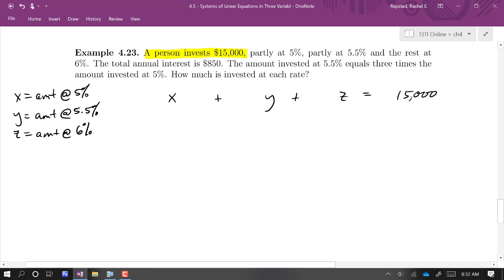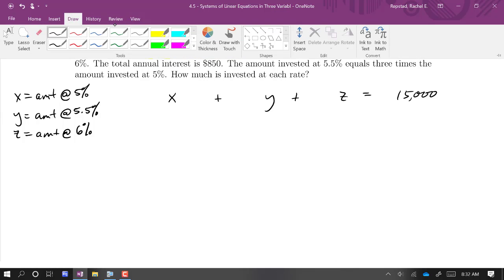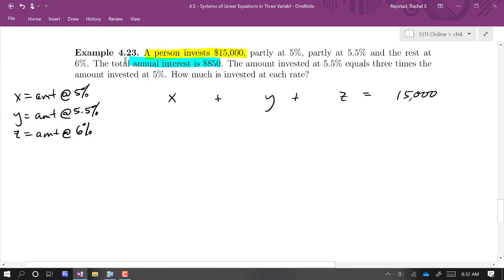All right. Now, the next part is that the total annual interest is $850. That means if I add up the interest earned on each of these chunks of money, that's going to add up to $850. So X is invested at 5%, so 5% of X, that's 0.05x, plus the amount I get from those Y dollars, that's invested at 5.5%, so that's 0.055y. And then the Z dollars is invested at 6%, so that's 0.06z, 6% of Z, and that all has to add up to 850.